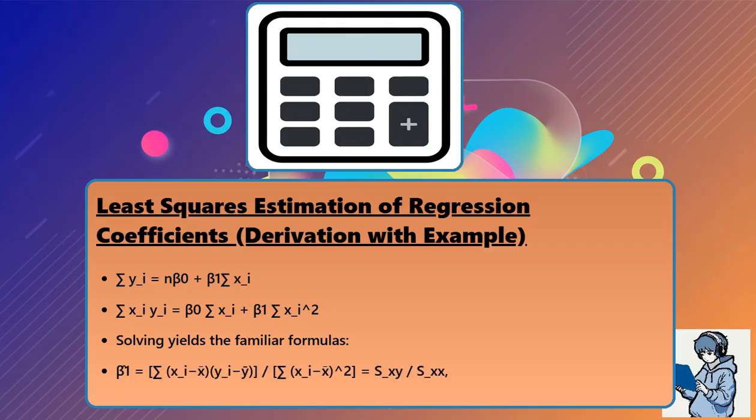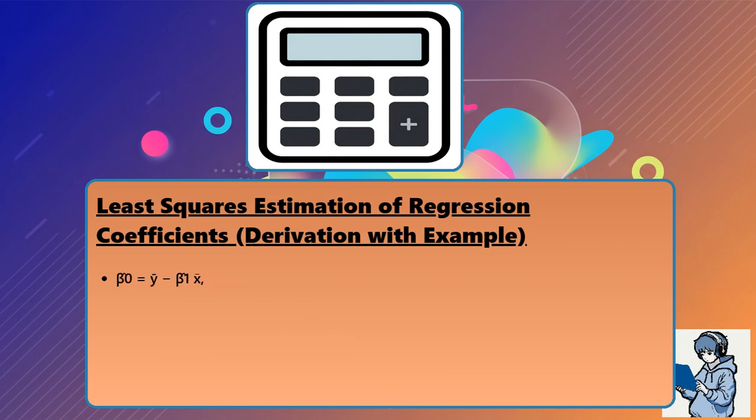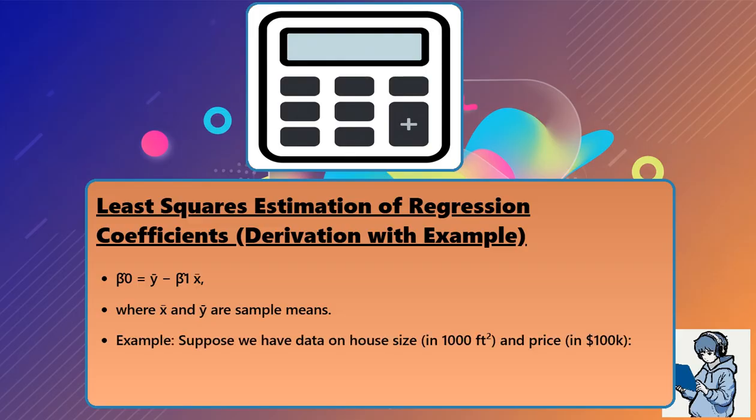Beta 1 hat equals the sum of (x sub i minus x bar) times (y sub i minus y bar) divided by the sum of (x sub i minus x bar) squared, equals s sub xy divided by s sub xx. Beta 0 hat equals y bar minus beta 1 hat times x bar, where x bar and y bar are sample means.